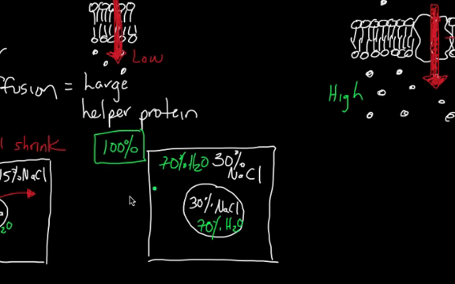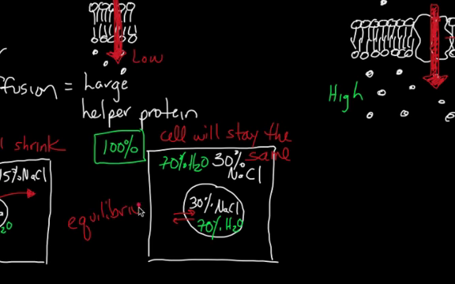But here, if we're trying to figure out where we're high versus where we're low, we'll notice that these are actually the same. There's the same amount of stuff on the outside as there is on the inside. So things are going to be moving in both directions at the same rate. So the cell will stay the same. And the reason it will stay the same is because we can say that this is in something called equilibrium. Equilibrium sounds like the word equal, meaning it's the same on both sides. So we won't see any particular movement from one side to the next.